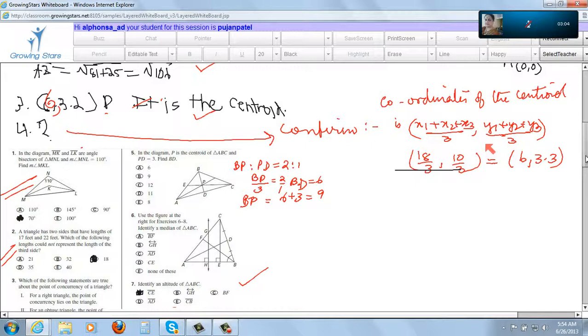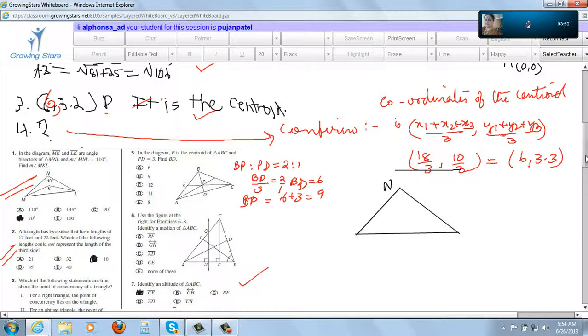Then the next question. See in the diagram, MK and LK are angle bisectors of the triangle, and the measure of angle N is 110. Find the measure of angle MKL. You've tried it, you got 70, but actually the answer is 145. This is a very nice question for you to know. It's a good question to remember. There's a method of doing this, and you can remember it like a formula.